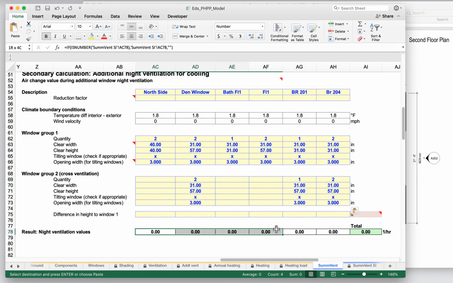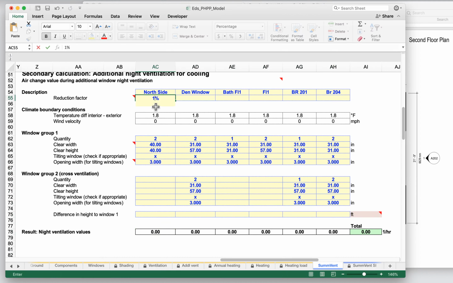And notice I'm still getting all zeros here, and that is, I forgot, if we don't want to put in any reduction, we have to put in 100. So we have to put in 100%, 100% meaning no additional reduction in air exchange. So 100% maximum air exchange. And when we do that, notice down here we get a total air exchange for the nighttime period of 0.73.